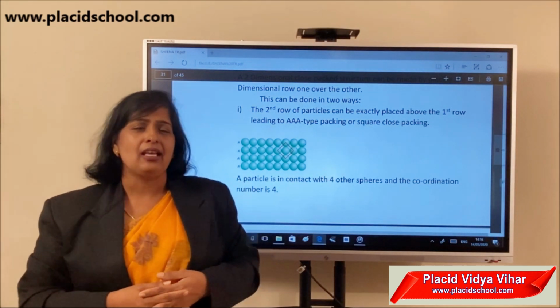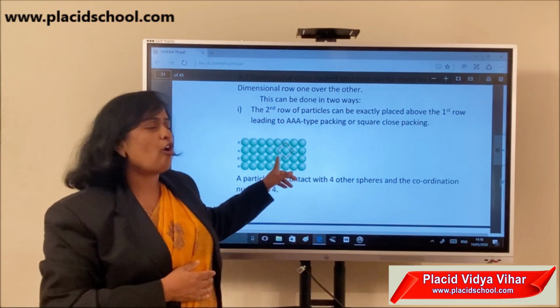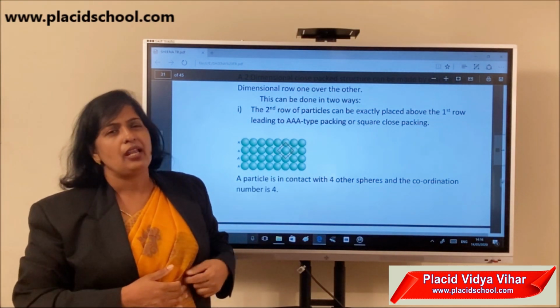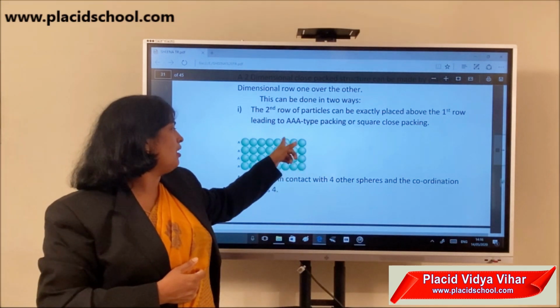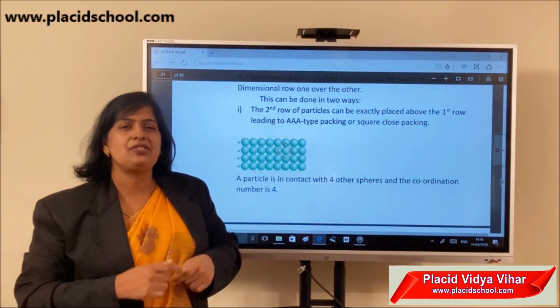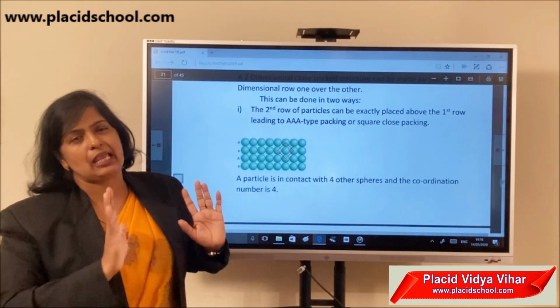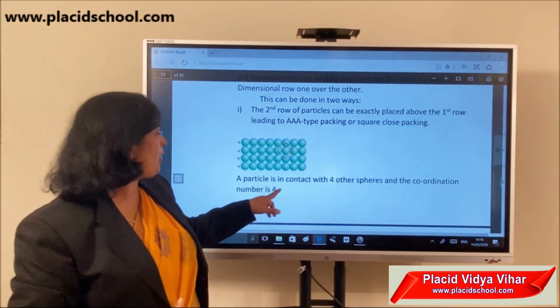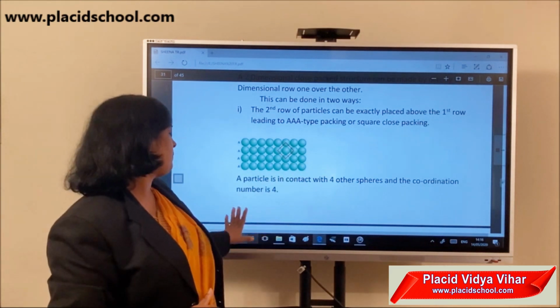In such a case, the coordination number of each particle is 4 because it is in immediate contact with 4 neighbors, and when we join the centers of these neighbors, we are getting a square, and this type of packing is called AAA type packing or square close packing.